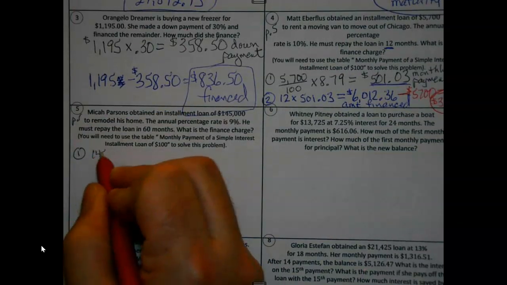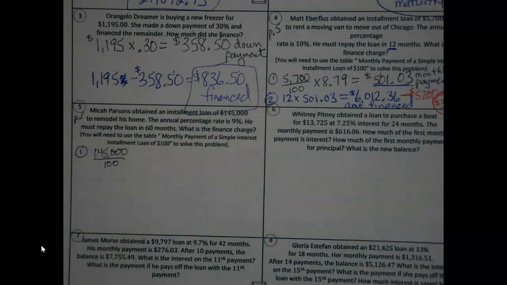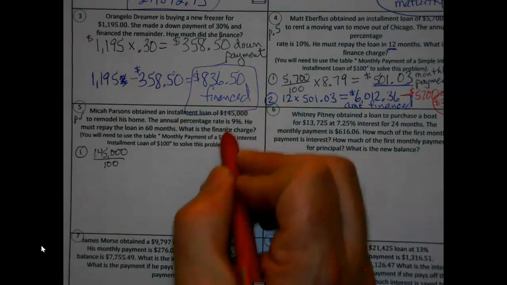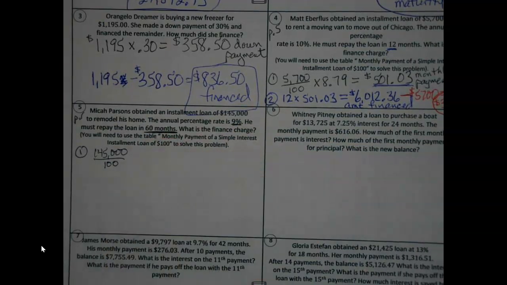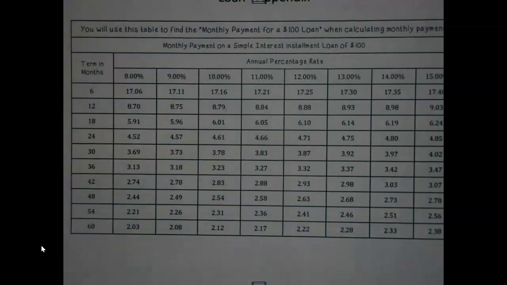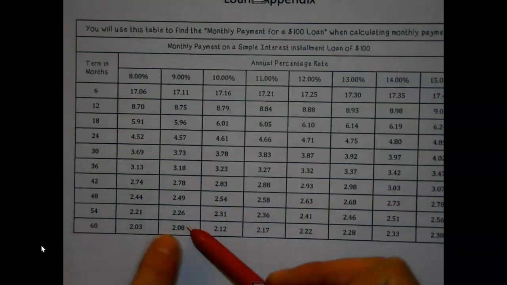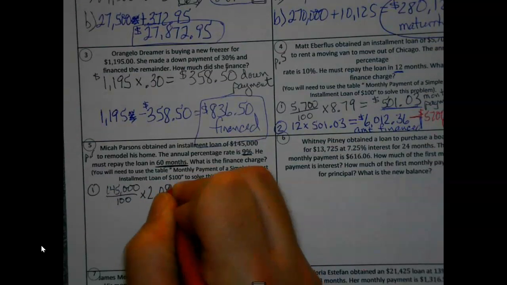So $145,000. We are still dividing that by 100. That's just helping us to get this monthly payment set. So how do I get the monthly payment again? What's the percent for how many months? 9%, 60 months. All right, let's see here. 9%, 60 months. There's my multiplier. So my multiplier is 2.08. So this is going to help me find my monthly payment here.